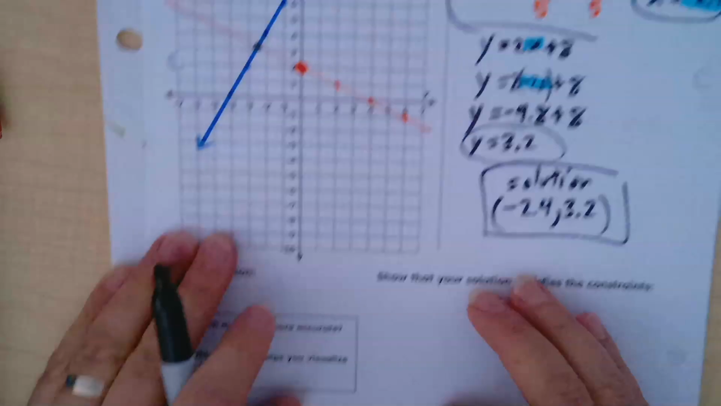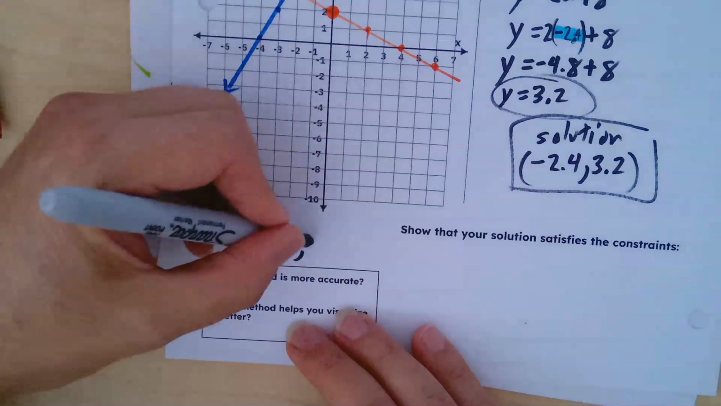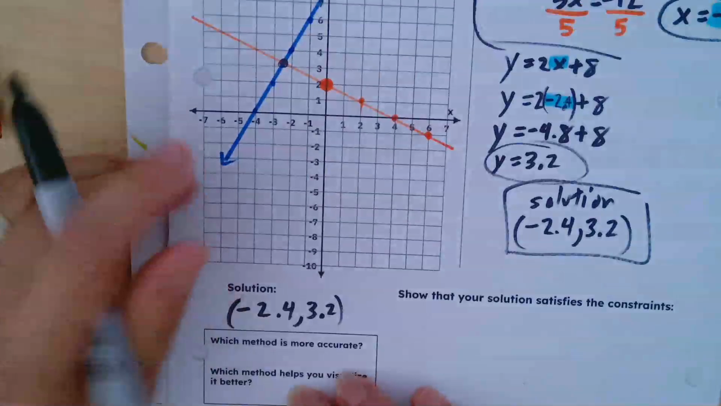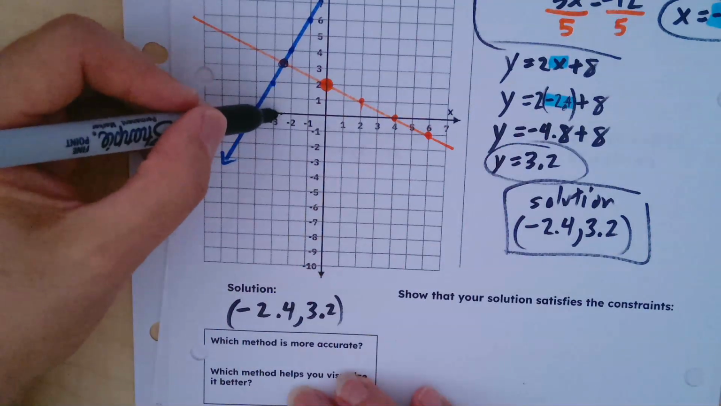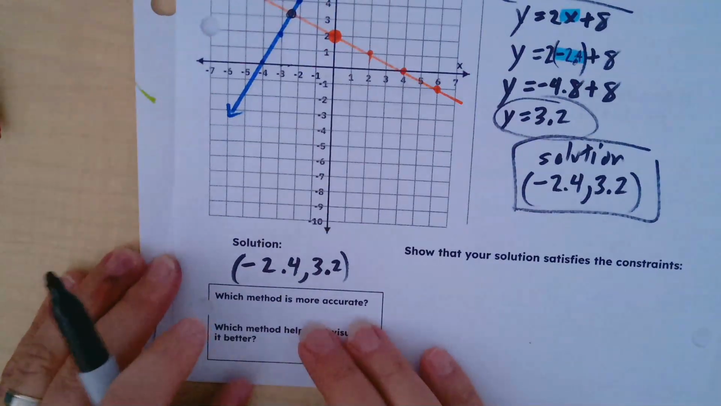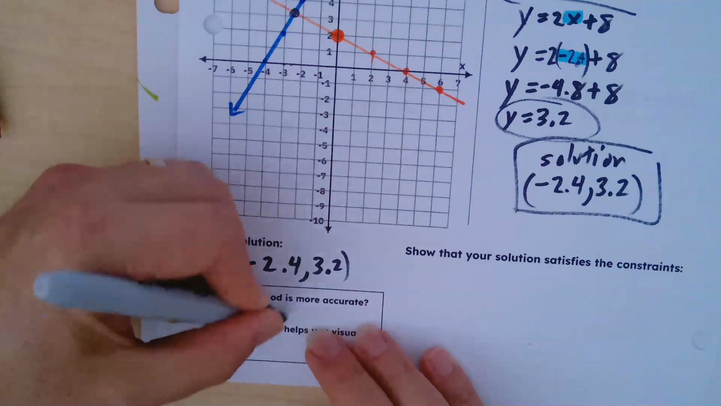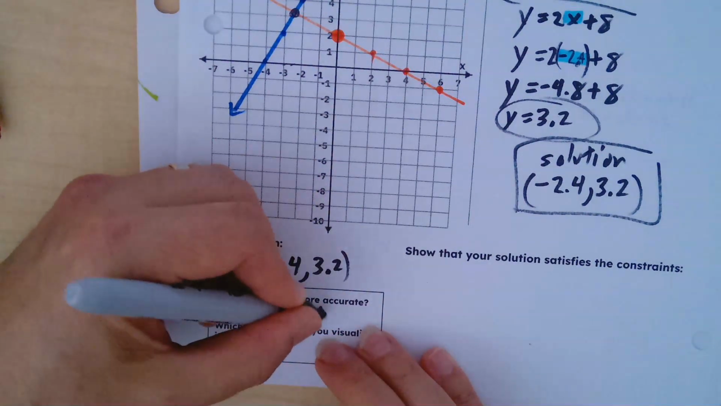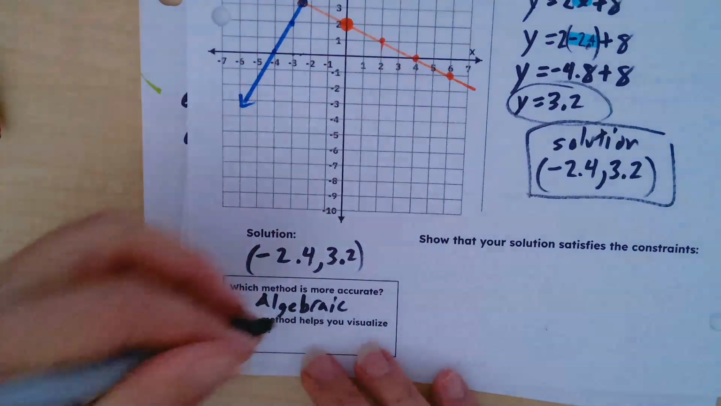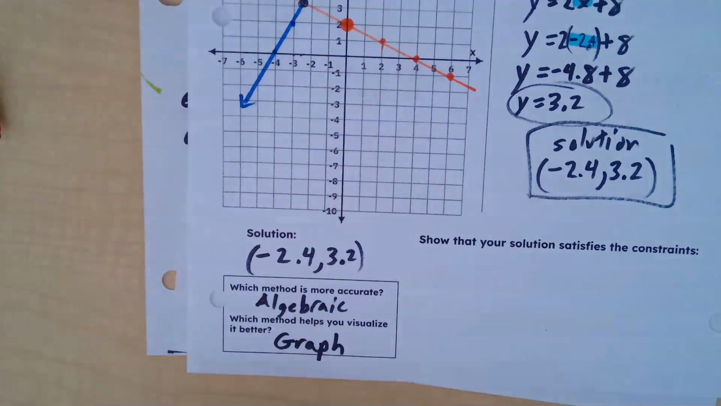Okay, I guess I'm supposed to write that down here. Okay, and if you look at the graph, that kind of looks like negative 2.4 and up 3.2. Kind of looks like that. So which one is more accurate? The algebraic is definitely more accurate. Which one's better to visualize? The graph is a nice way to visualize what's going on.